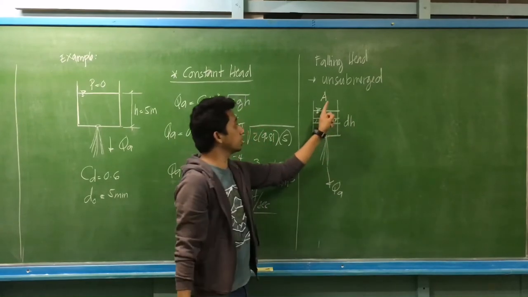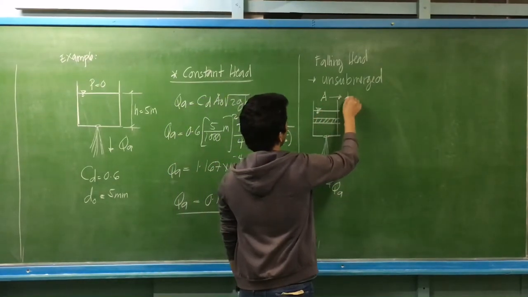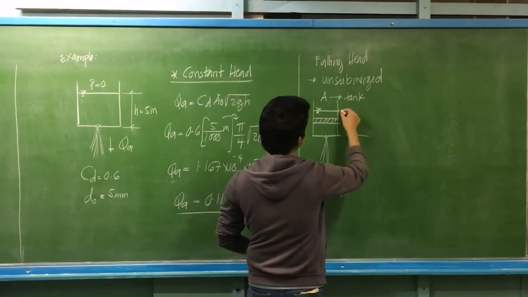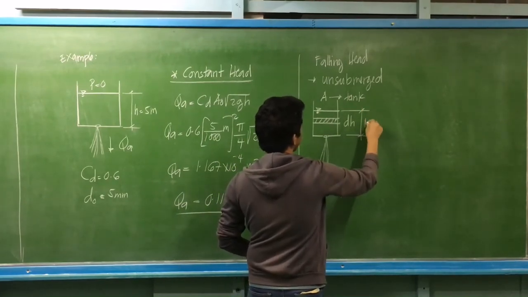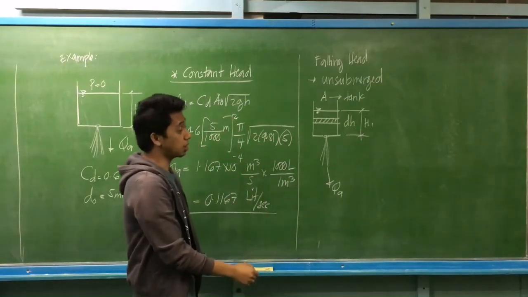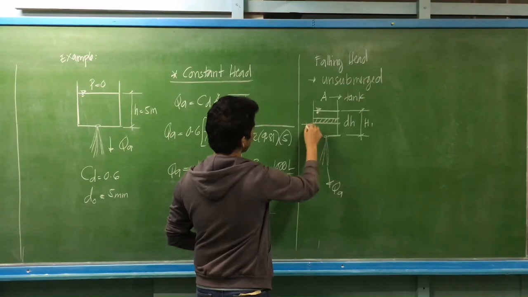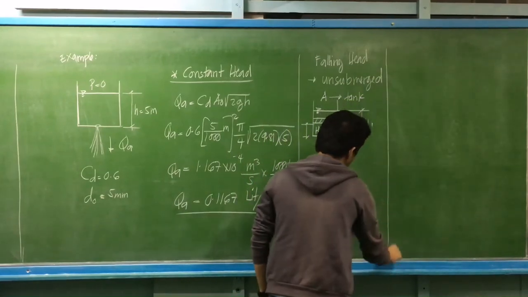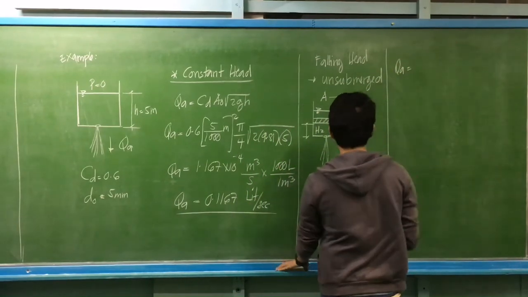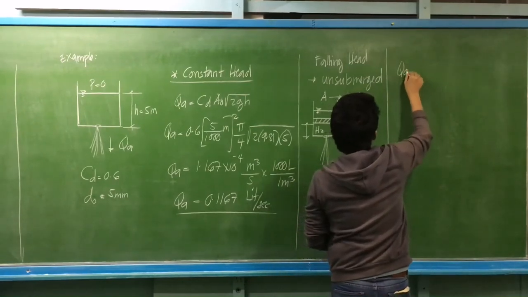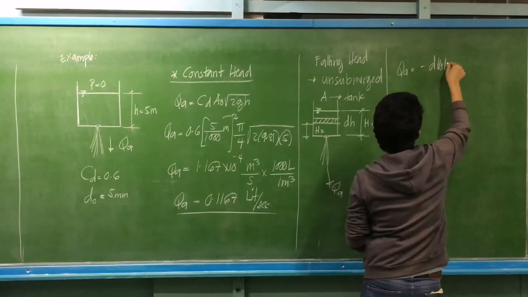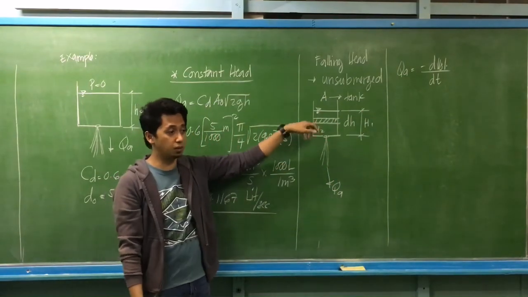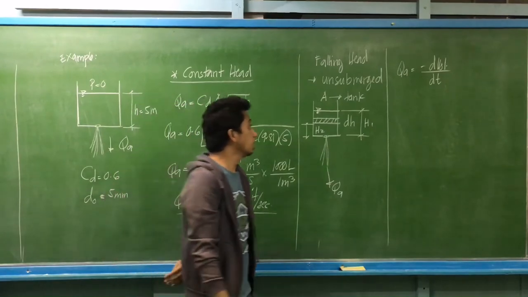For these cases, we need the cross-sectional area of the tank. So this is the area of the tank. Let's say this is the initial head: how high the liquid is above the orifice at the start, and then it goes down to its final head. For the concept of discharge, flow rate actual is equal to the negative differential volume divided by differential time. Again, why negative? For a reason, the liquid is being lost from the container, so it is a negative differential volume.